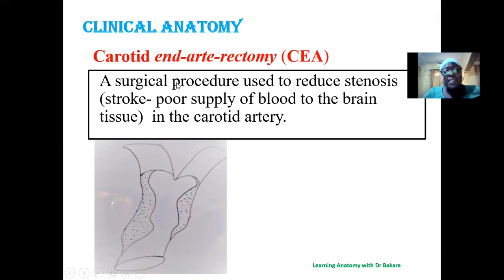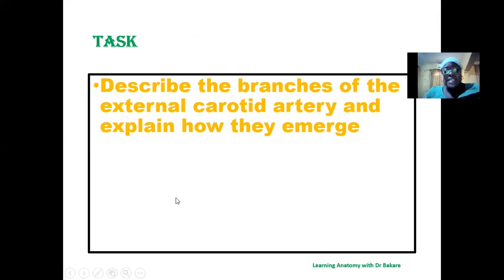Clinical anatomy. Carotid endarterectomy. This is a surgical procedure that is used to reduce stenosis of the arterial wall. We know that within the wall of the vessels, there can be deposits, and this tends to reduce their caliber, thereby reducing the quantity of blood flowing through them. This procedure is done to remove the substances that are deposited around the walls of the vessels. So this is a topic that we may want to look into.